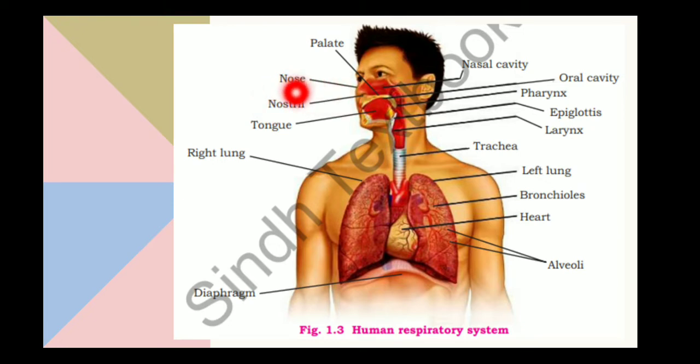Nose or the nostril, and then in the mouth, in the oral cavity, we have the tongue. The oral cavity and the nasal cavity are separated by a palate. And then we have the pharynx, the epiglottis. The epiglottis is the cover that stops things from entering the glottis. And then we have the larynx, the trachea, left lung. Then we have the bronchioles, heart, and the several alveoli. And yes, all the parts are covered.